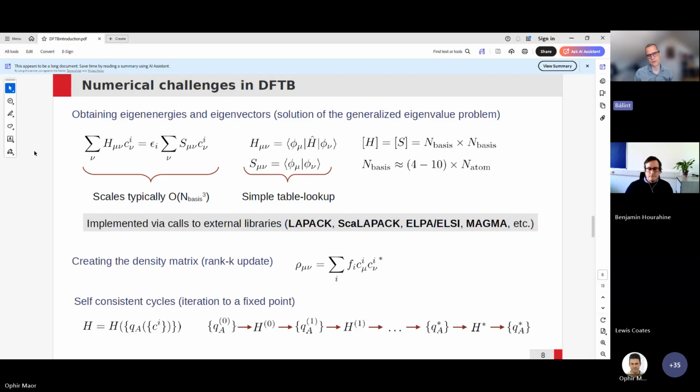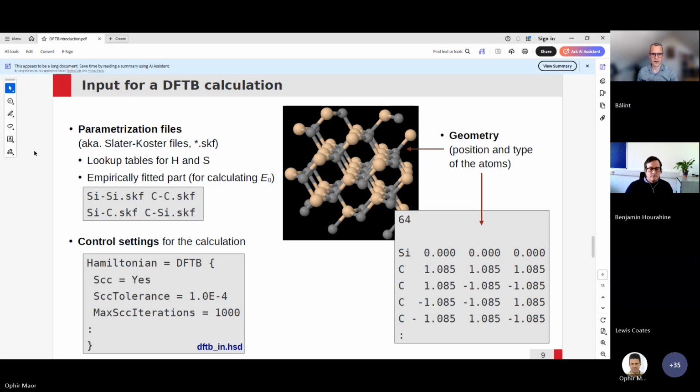We may then proceed to have a look at what kind of input you have to provide to such an atomistic code. And Ophir, if you would go to the next slide, please. And thanks a lot. In a typical calculation for DFTB, there are certain things you have to provide. First of all, most important, it's an atomistic simulation, so you have to tell the program what kind of system you want to simulate. That means which kind of atoms it is composed of, and where those atoms are sitting, on which positions.